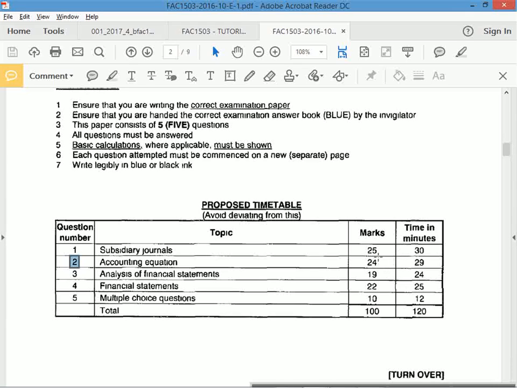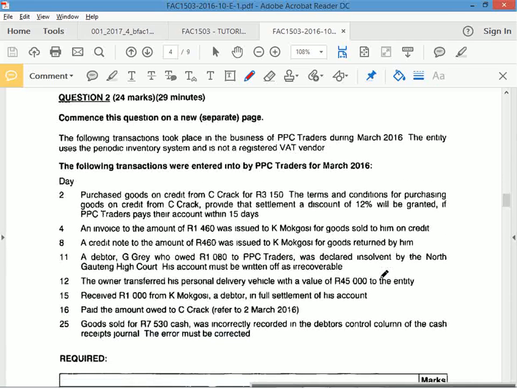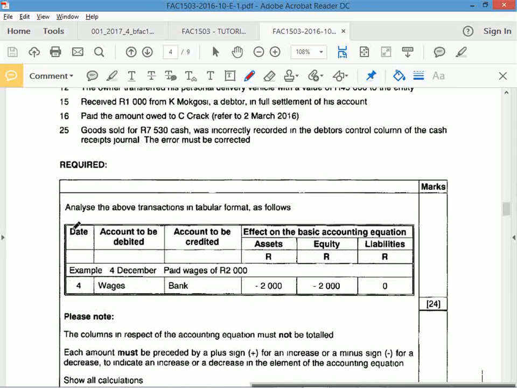Okay, so we're going to focus on trying to get 50. I'm already going to get 24% by doing the accounting equation. That's one application. This application requires you to know your debits and credits and to do interpretation like we're doing now. That's why I want to do the question. So question 2, there it is: 24 marks, 29 minutes. It's not even going to take us that long to do it, you'll see. Okay, scroll down. We need this.